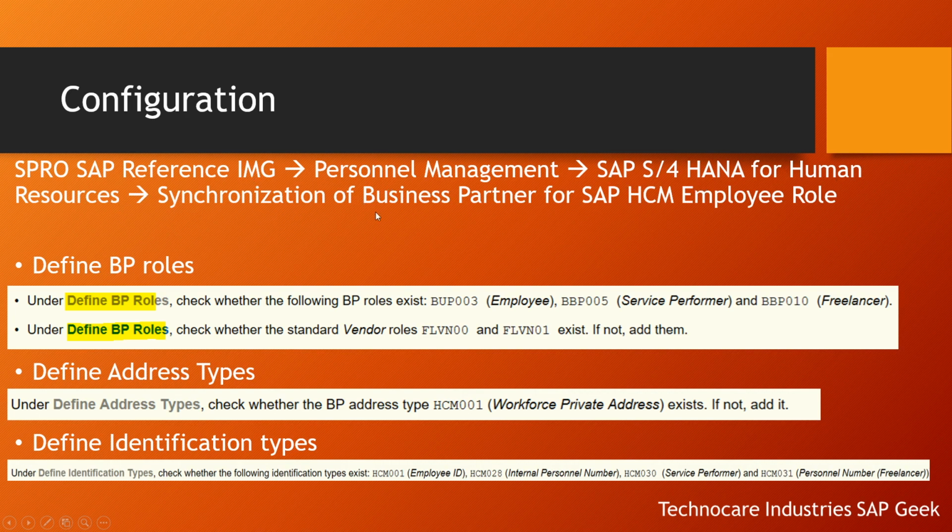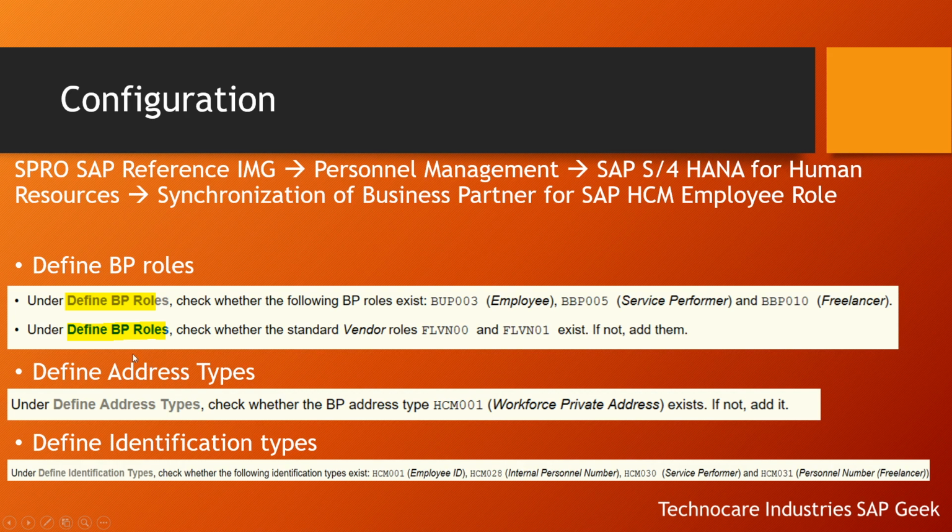We have synchronization for business partners for SAP HCM employee role. We have detailed documentation of this. Inside this, you just need to click on this link, define BP role, and we need to check whether these three entries are there. We need to have BUP003, we need to have BBP005, and we need to have PBP010. If all these entries are present in this table, then we don't need to do anything, but if any of them is missing, we need to add it.